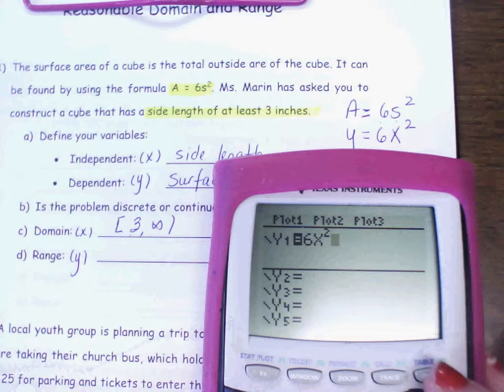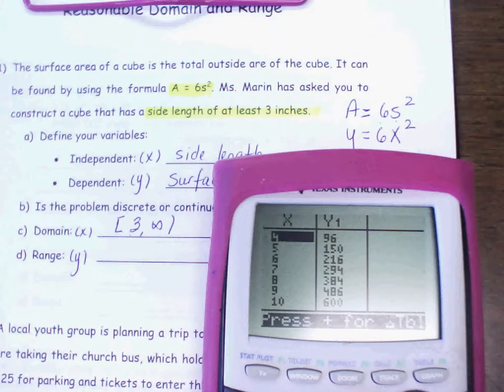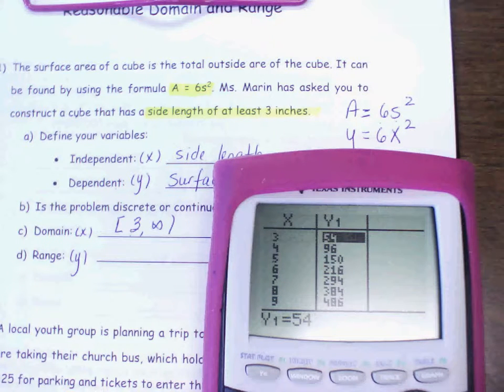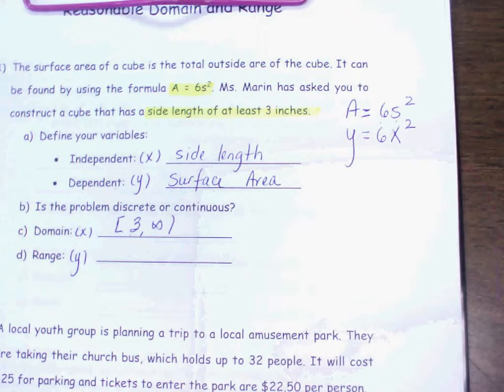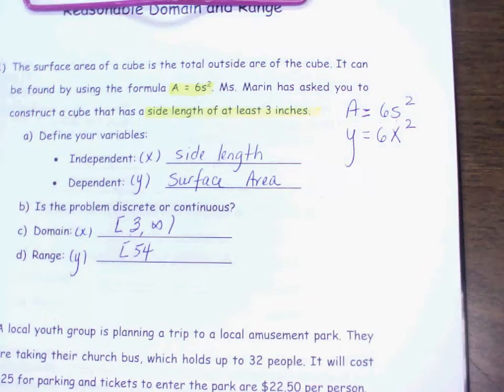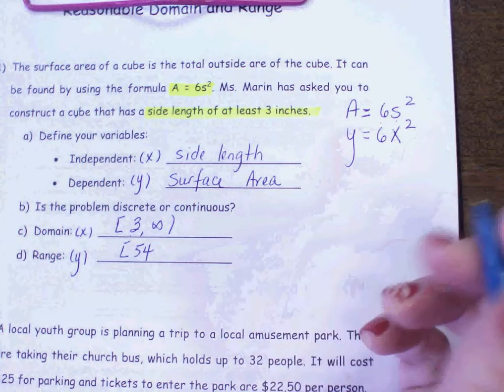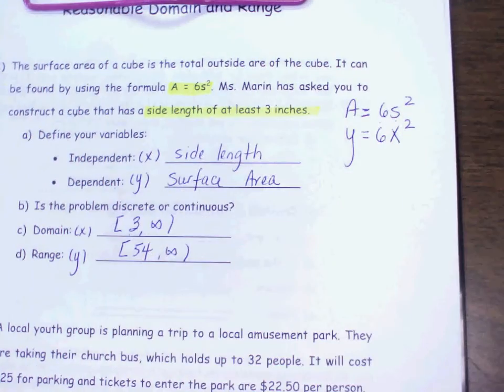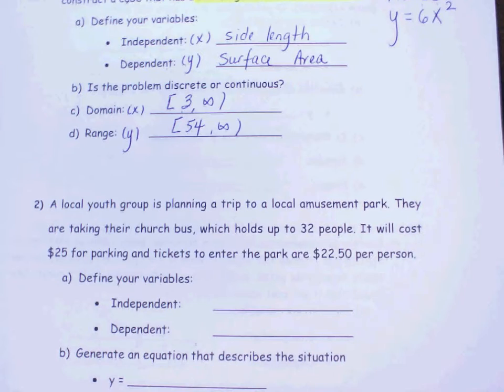And tell us again, Evelyn, what you did? She went to the table. Thank you very much. And she knew that her domain was what? 3, so her range needs to be 54. That took a lot of effort, right? We're being sarcastic. So from 54 to what? Positive infinity. Very good. All right, let's do the next one.